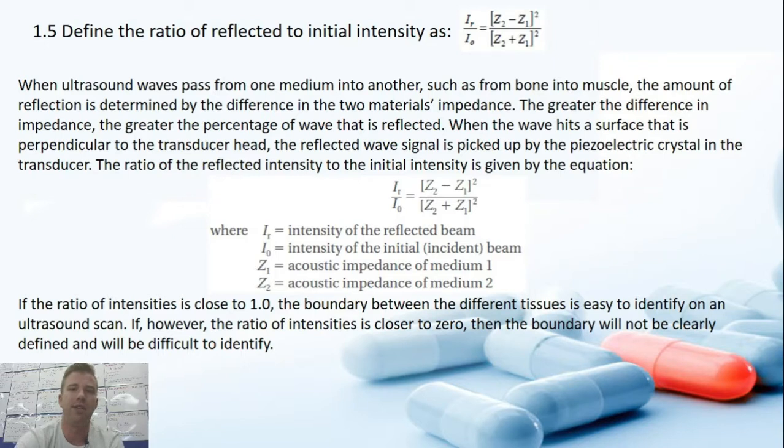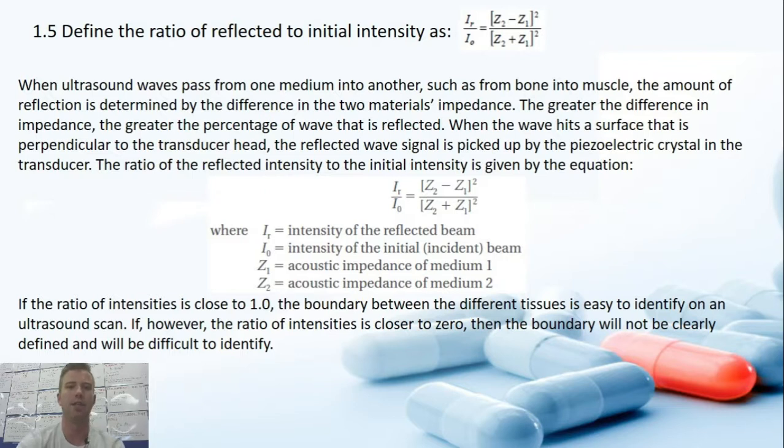So when the wave hits a surface that is perpendicular to the transducer head, the reflected wave is picked up by the piezoelectric crystal in the transducer. The ratio of the reflected intensity to the initial intensity is given by the following equation. And you might want to copy that down for your books.